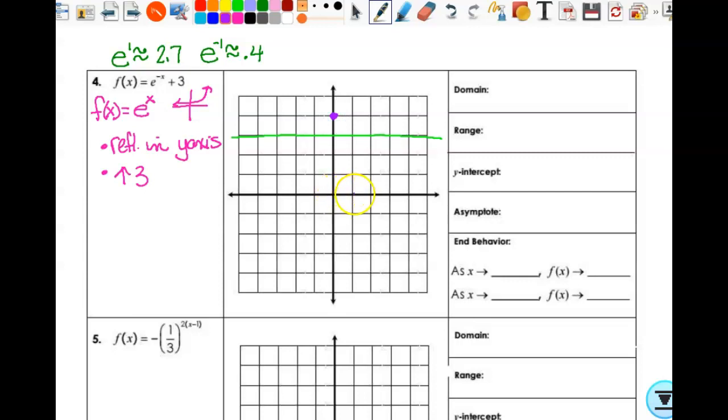Then I can substitute in 1. E to the first power is about 2.7, so I'm right here. I reflect in the y-axis right here, and then I go up 3, 1, 2, 3, which does put me off my graph, but it's a point I can still put up there just to make sure I can figure things out. Okay? Then in the parent function, when I substitute in negative 1, I get about 0.4. And I'm right here. I reflect in the y-axis, and then I go up 1, 2, 3. About right here. The graph looks like this.